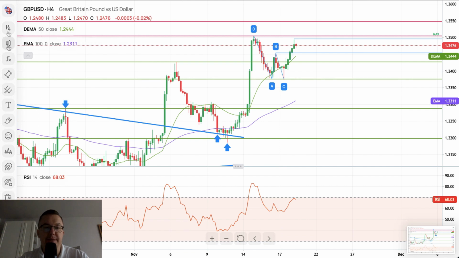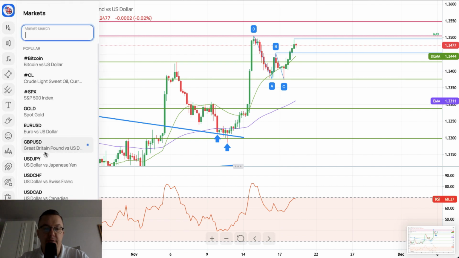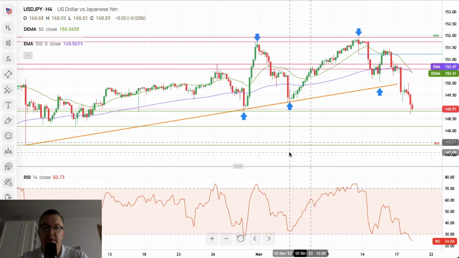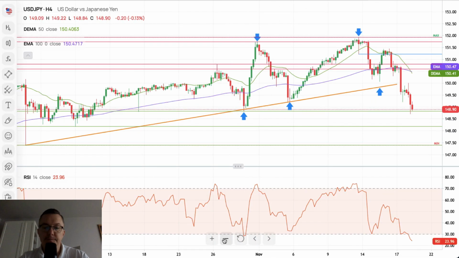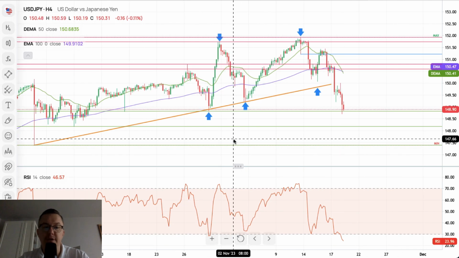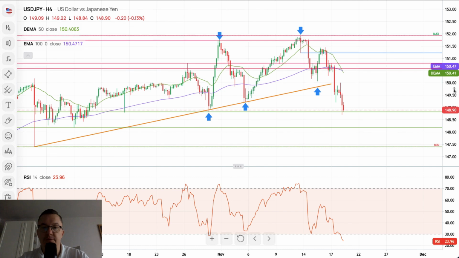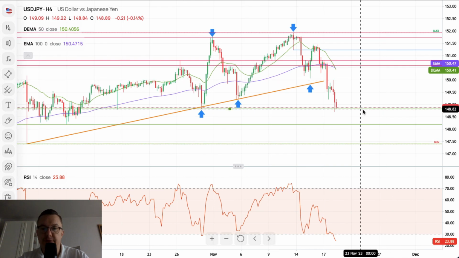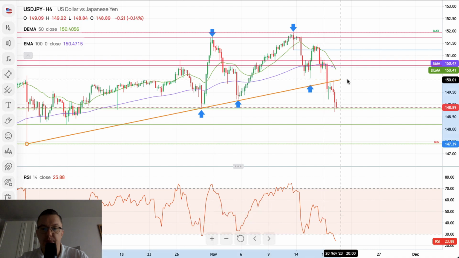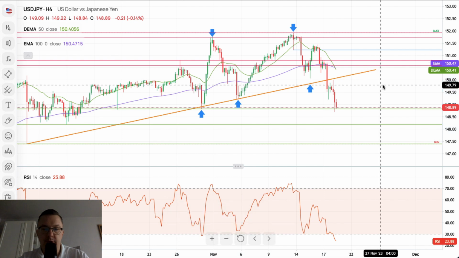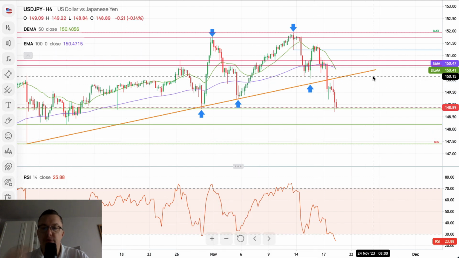And last but not least, another major pair we are going to take a look at will be US dollar to the Japanese yen. Why? Because we got a very interesting situation here. So what is going on? As you can see, we broke to the downside here on the US dollar to the Japanese yen. We broke below this 2 months old trend line.